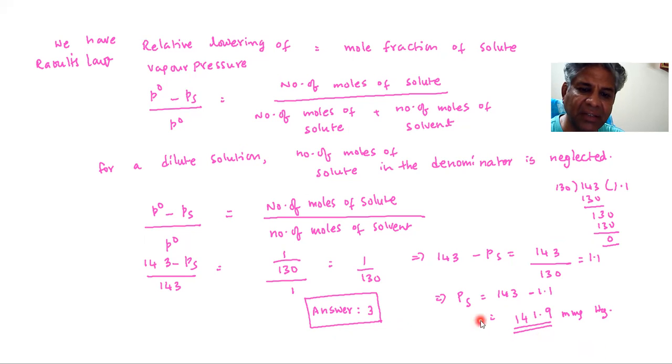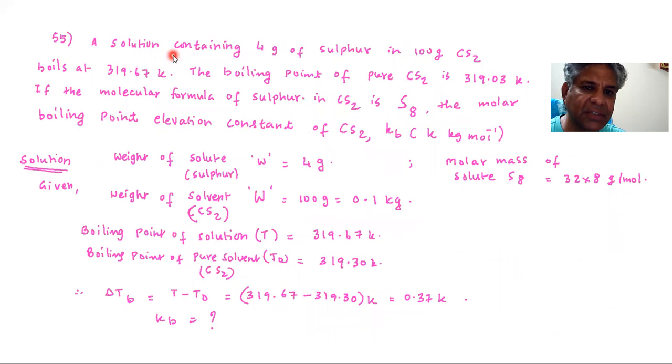And for these calculations, there is no need for you to use any calculator. See the next question, question 55. A solution containing 4 grams of sulfur in 100 grams of carbon disulfide.